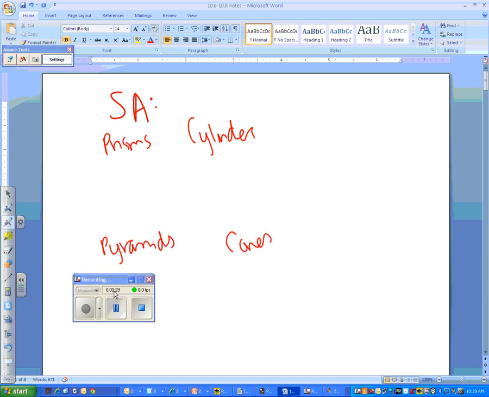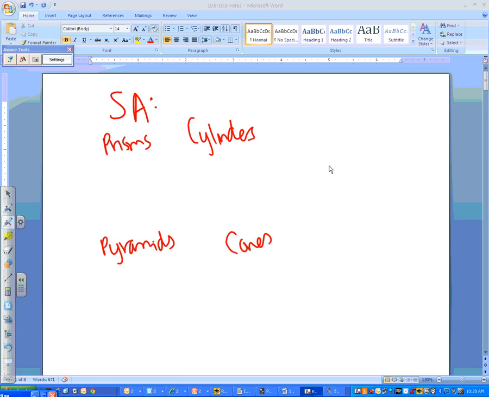The reason I wrote them in this order is because prisms and cylinders, remember, are similar because they both have 2 congruent bases. If I was drawing a rectangular prism, I have 2 bases that are congruent and parallel to each other, and it's a 3-dimensional figure. Cylinders, same principle. We have 2 bases that are congruent and parallel, and in this case, it's always going to be a circle. Pyramids are like prisms in that their base has to be a polygon rather than a circle.